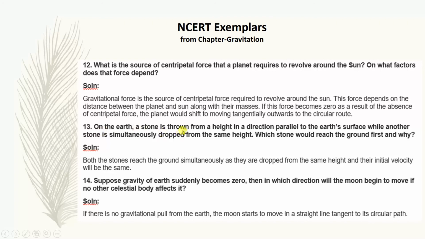On the earth, a stone is thrown from the height h in the direction parallel to the earth's surface, while another stone is simultaneously dropped from the same height. Which stone would reach the ground first and why?